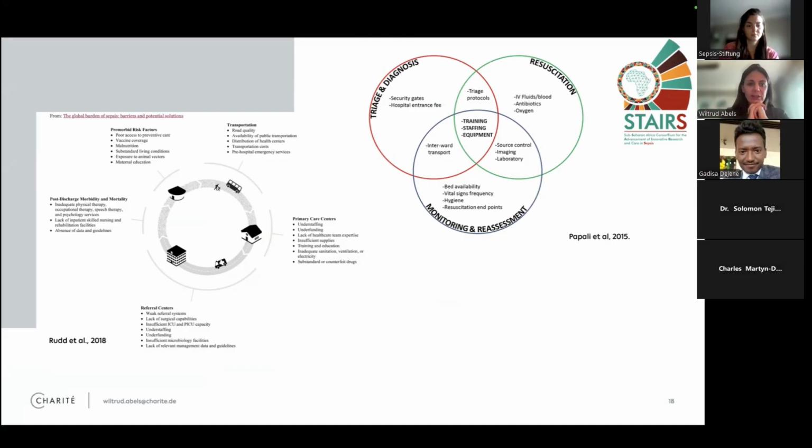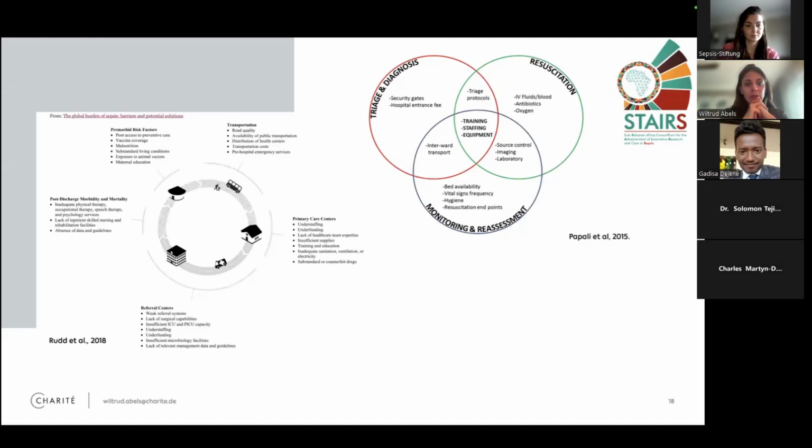On the left side of the slide, you see a publication that in 2018 nicely laid out the sepsis patient pathway. So the way that a typical sepsis patient goes from the home, getting sick, getting to the hospital, getting treatment, hopefully surviving the medical emergency that sepsis is, and then being discharged again to the community. And it has highlighted all the challenges, infrastructural but also technical, that can happen on the way.